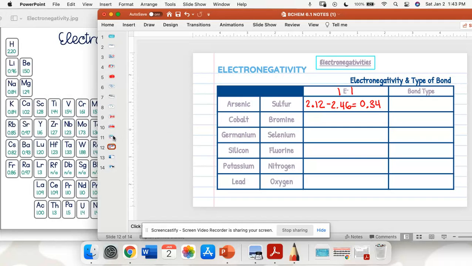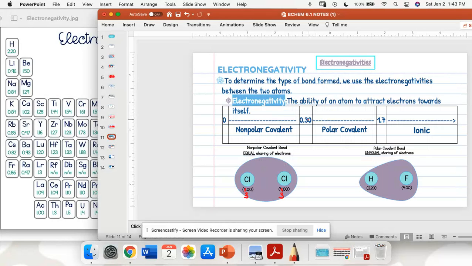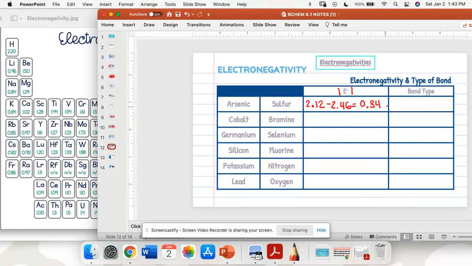So let me go back to the previous slide. So the electronegativity difference, 0.34. That fits between this polar covalent, right? Anything bigger than 0.3 is considered polar covalent. I'm going to write this as small as I can. So this is a polar covalent bond, which means that sulfur, because it has a higher electronegativity, this is a covalent bond and they're sharing electrons, but sulfur is just ever so slightly pulling those electrons just a little bit more than arsenic.